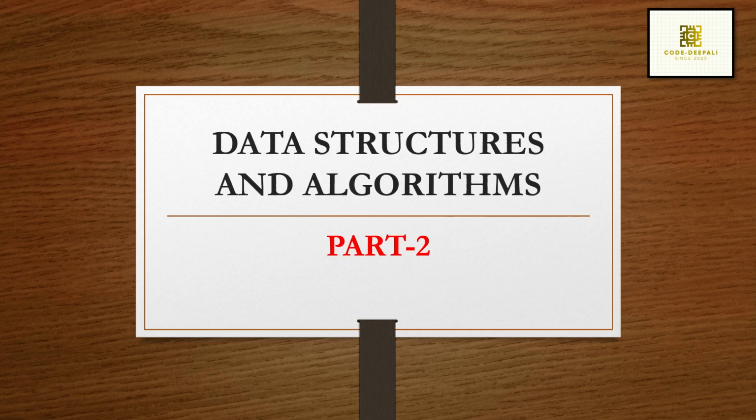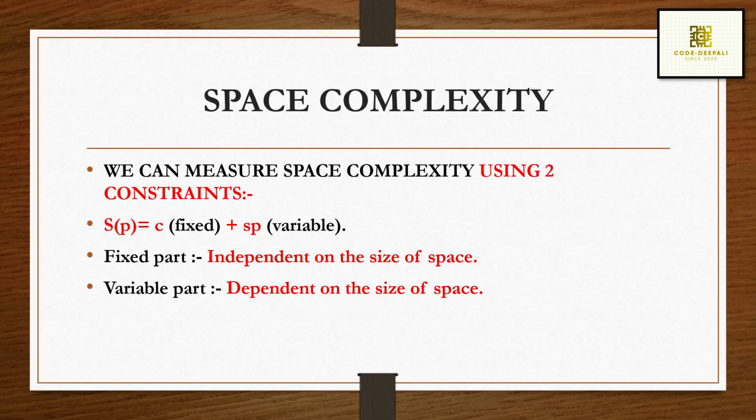This is part 2 of DSA, data structures and algorithms. Let us know what is space complexity. As discussed earlier, space complexity is the amount of memory a computer needs to run to completion. It has basically two components. One is fixed and another is variable. The fixed part is independent of the size of memory needed. The variable part is dependent on the size of space or memory needed.